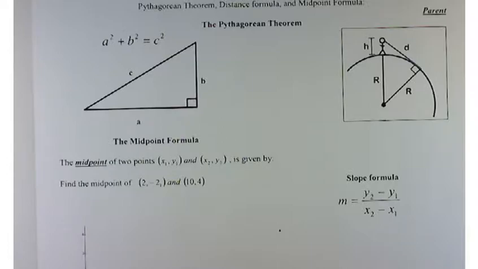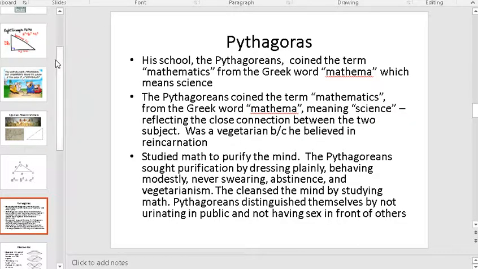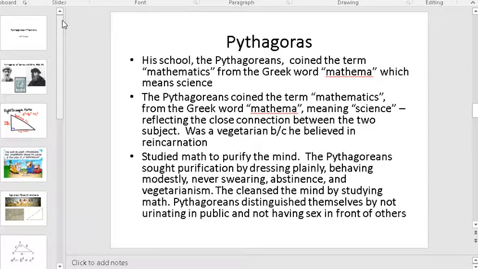Pythagoras himself was kind of a unique character. He started a school of mathematics, which really derives from a Greek word meaning science, centuries and centuries ago. And one of the most famous things that he's known for is the Pythagorean Theorem.